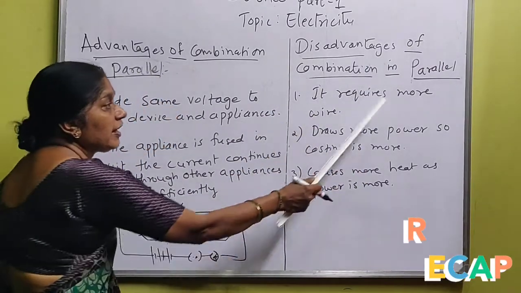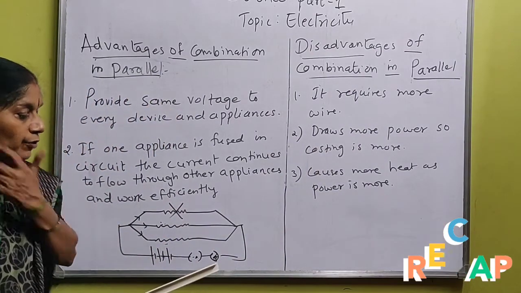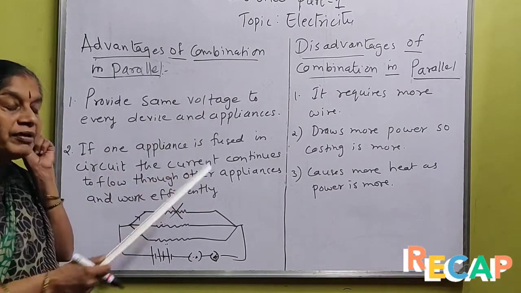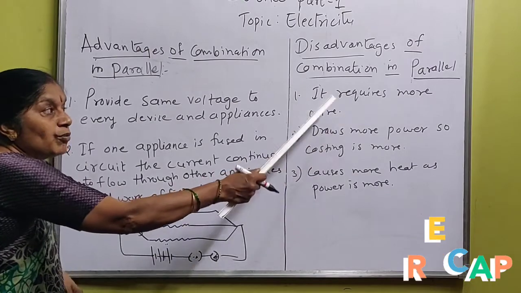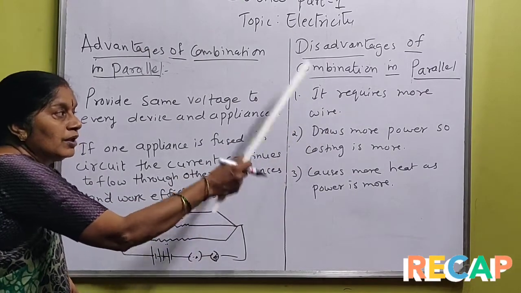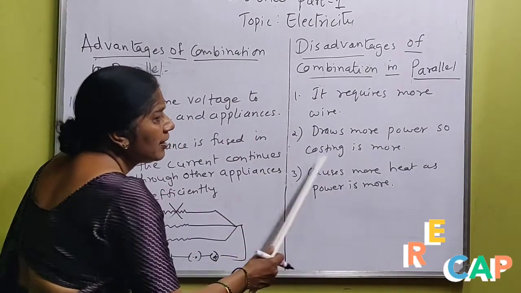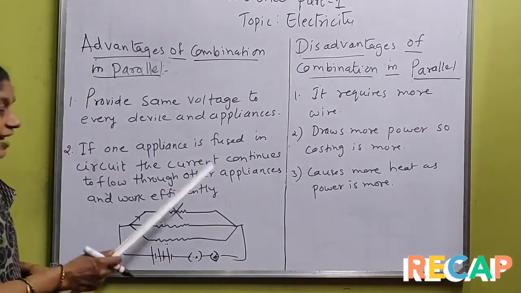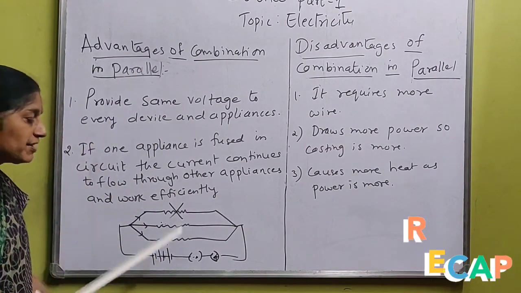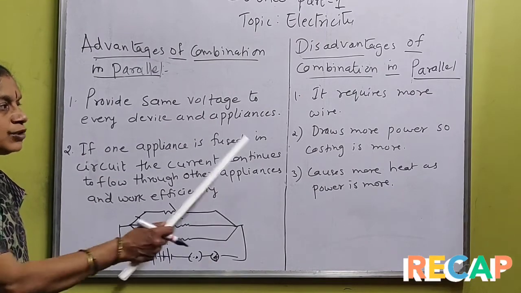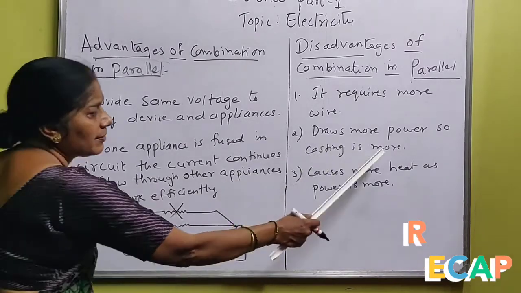Very important thing, it requires more wire. That is what I told you. In household wiring, when we use parallel combination, to each room separately the wiring is required. So more wire is required, so the costing will also be more. It draws more power, so costing is more, because the current is divided according to the requirement of the appliances. That much current is drawn by the wire. So what happens? The power required is more, so the costing is more.